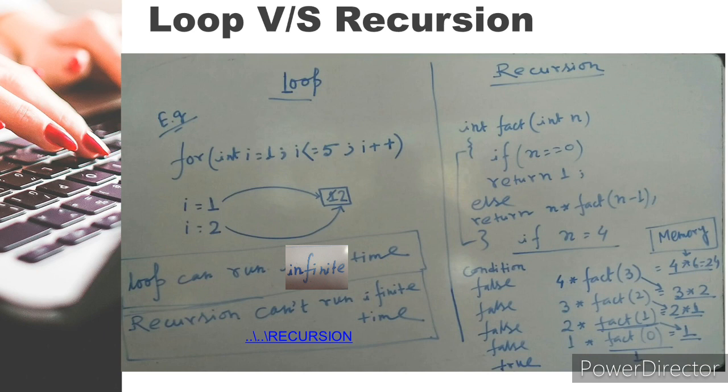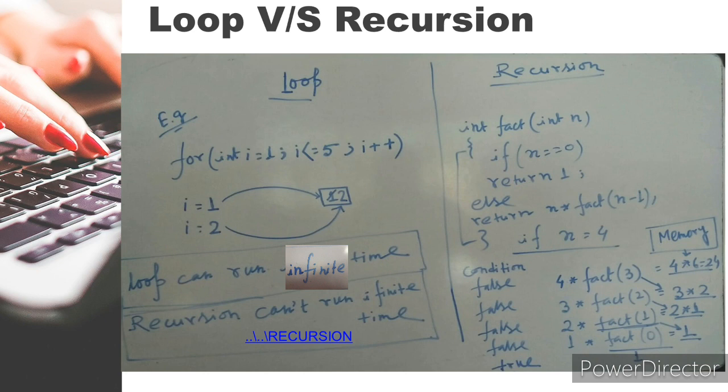Then fact 1 also returns 1. Then 2 into, what is the result of fact 1? The result of fact 1 is also 1. Now what is the result of fact 2? 2 into 1, 2. Now what is the result of fact 3? 3 into 2, 6. What is the result of fact 4? 4 into 6, 24. This is the way recursion will work.